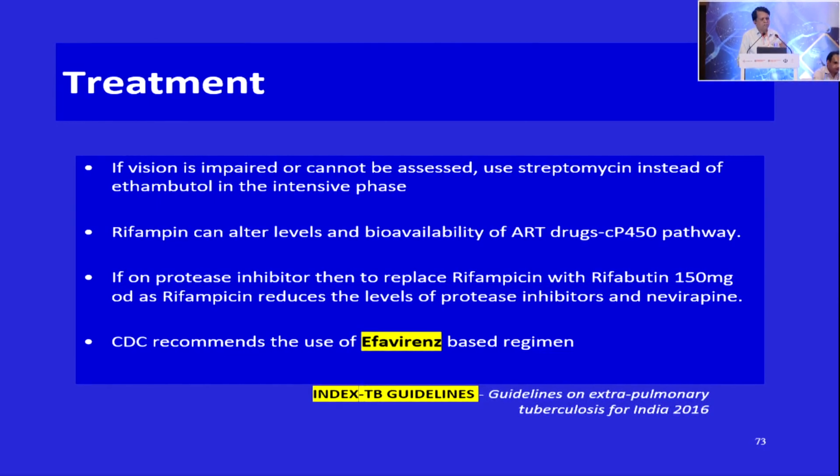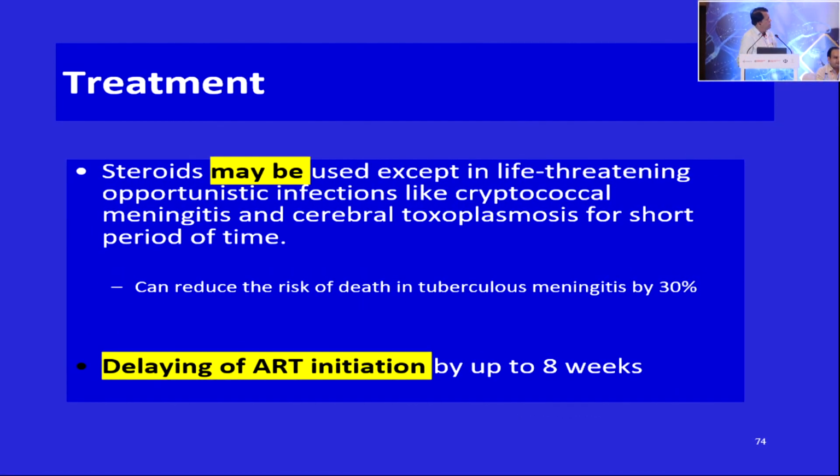One of the important things when you want to discuss retroviral infection and tuberculoma, the most important is that rifampin can alter the levels and bioavailability of the ART drugs through the CYP450 pathway. So if the patient is on protease inhibitor, then replace the rifampicin with rifabutin. I have used rifabutin and it is available in the Indian market. Rifampicin reduces the level of these protease inhibitors and nevirapine also. So this is one thing to remember. And the most important thing is that CDC recommends the use of an efavirenz based regimen whenever you are thinking in terms of the drug for the retroviral with TB.